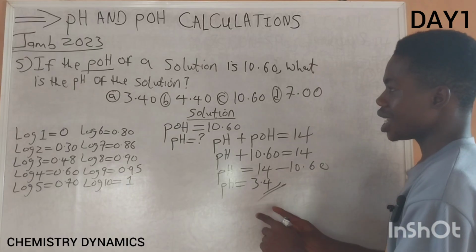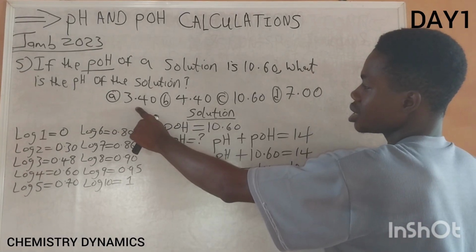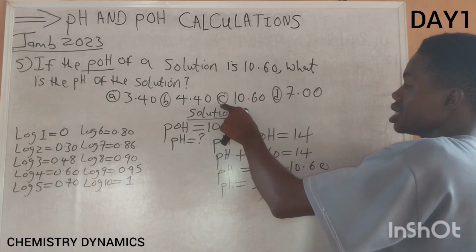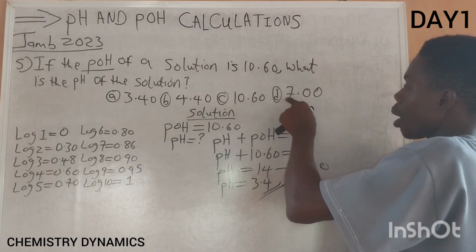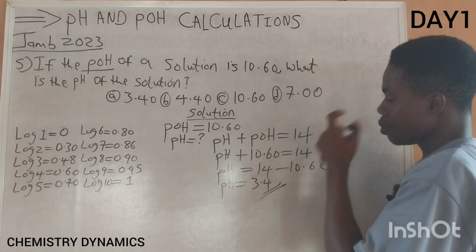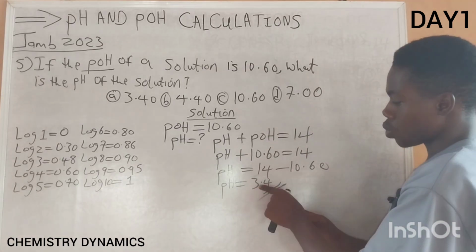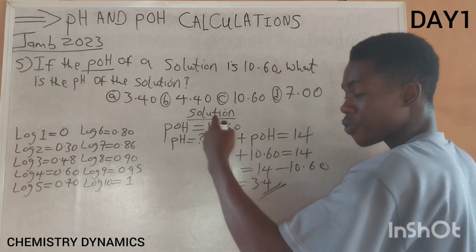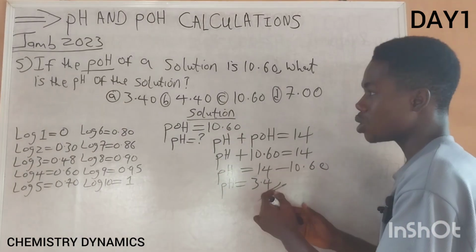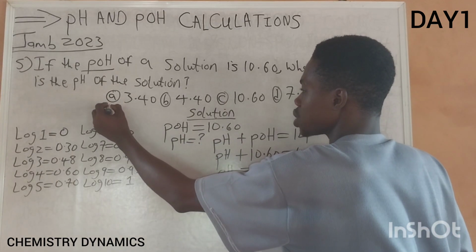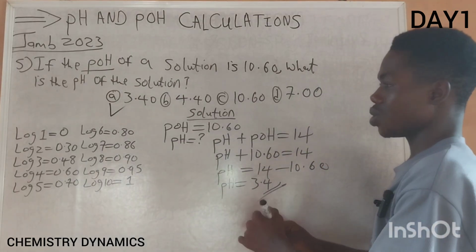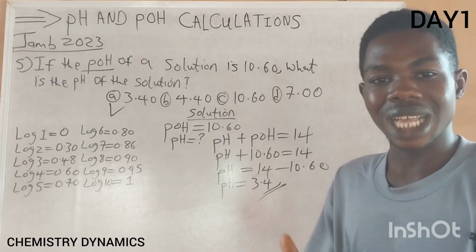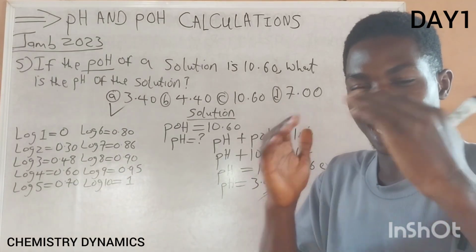Now let's check our options. Option A says 3.40. Option B says 4.40. Option C says 10.60, while option D says 7.00. The answer we got was 3.4, and option A says 3.40, which is the same thing as 3.4. So option A is the right option for this question.